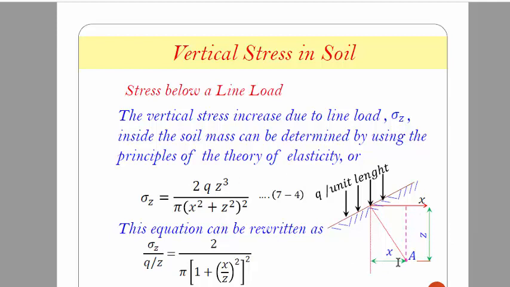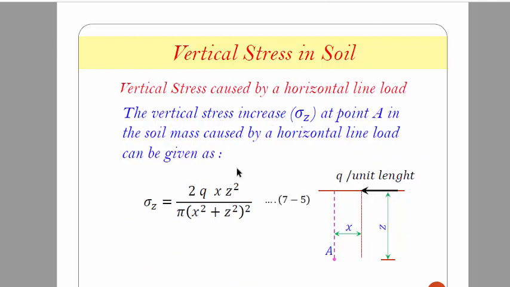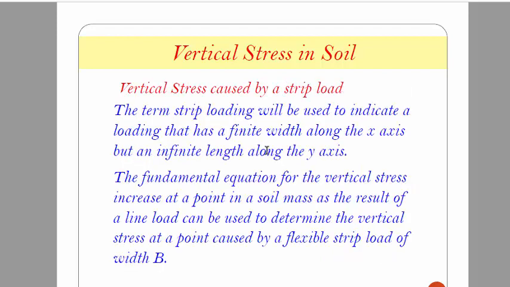X and z are the distances from point A, from the mid. Okay, in the case of the line load, we take a distance from the mid and calculate this stress, and the equation is rewritten; it's a simple equation. Vertical stress sigma z at point A, due to a horizontal line load, can be given by this. Simple, put in all the values and calculate for the line load.